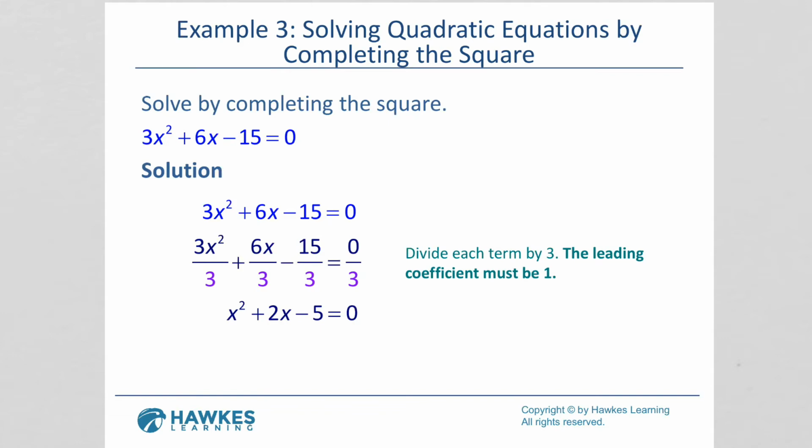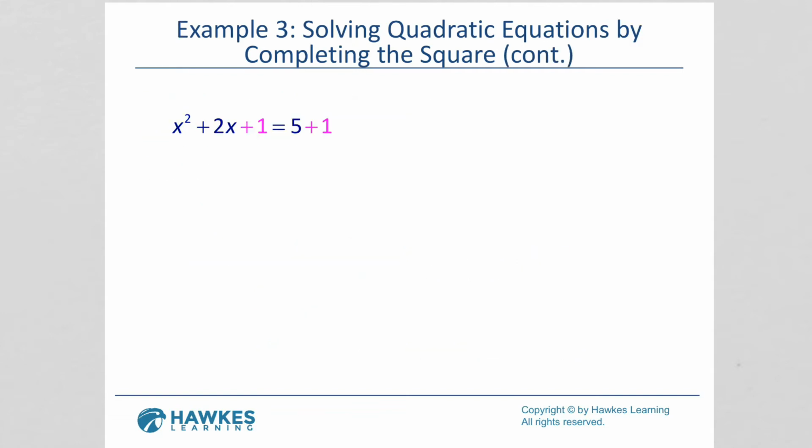Now we're going to move the constant term to the right by adding 5 to both sides. So now we have x squared plus 2x equals 5. And then we're going to add 1 to both sides because 1/2 of 2 is 1 and 1 squared is 1. So we have x squared plus 2x plus 1 equals 5 plus 1. And again, we completed the square by taking 1/2 of 2, which was 1, and squaring that, which was still 1.